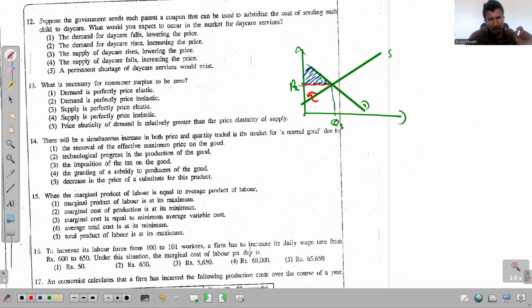The region above the initial supply curve and below the price received by the producer and up to the quantity traded in the market. The region that satisfies all those 3 conditions is the region that shows the producer's surplus. So in this diagram, in red color, you see the producer's surplus and in blue color, you see the consumer surplus.